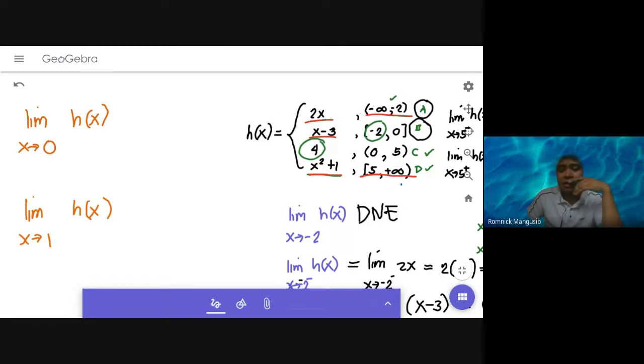Ang greatest integer function ay gagawa na lang ako ng video lecture or magla-live ako at any time before your quiz para mas may elaborate ko. Kukulangin talaga ng isang oras kapag i-integrate ko yun. Okay?